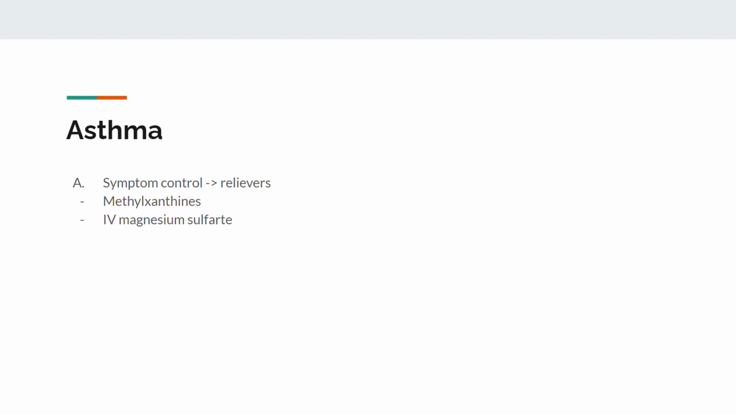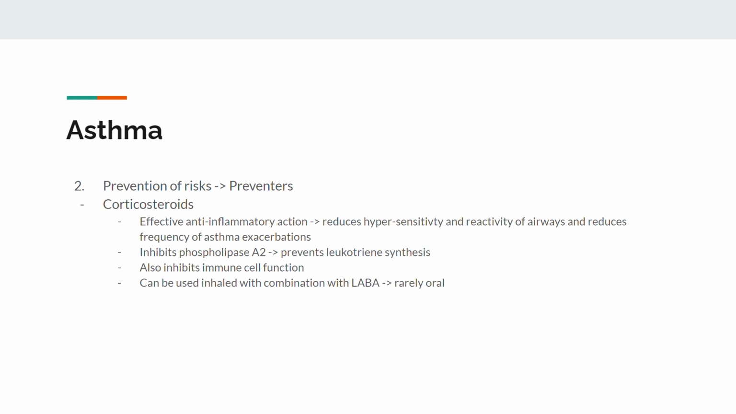You've got now some other ones. So you've got methylxanthines and you've got your magnesium sulfate. Most of these here are designed for an acute asthma attack. So now we've got the prevention of the risks.